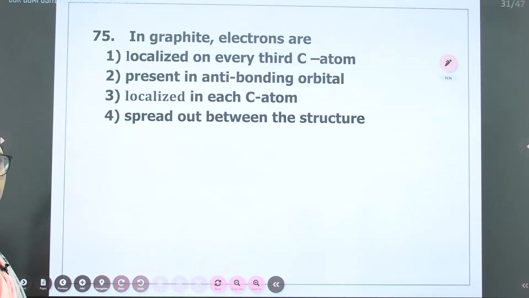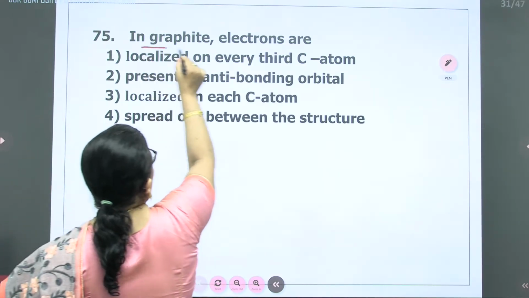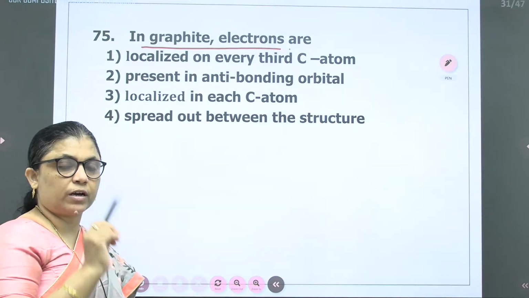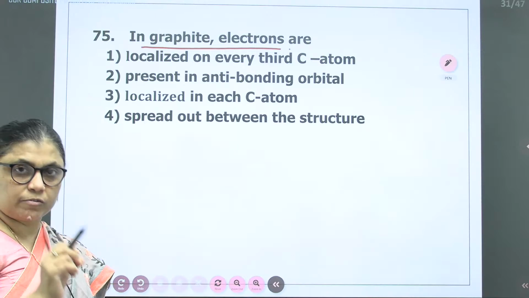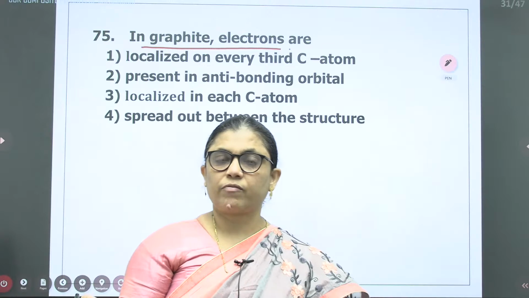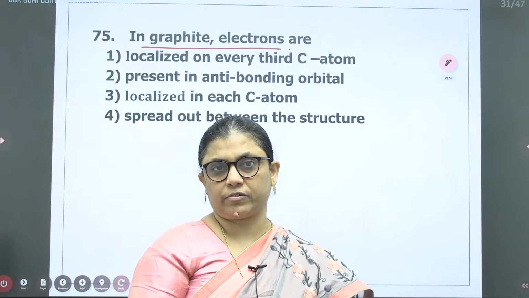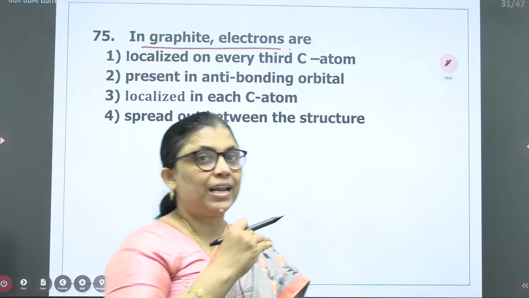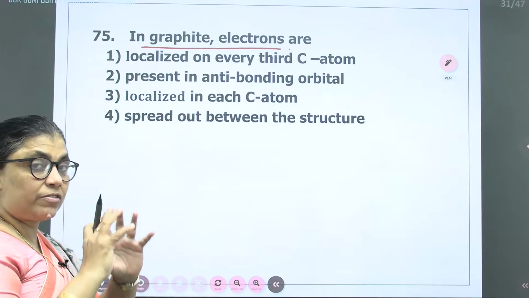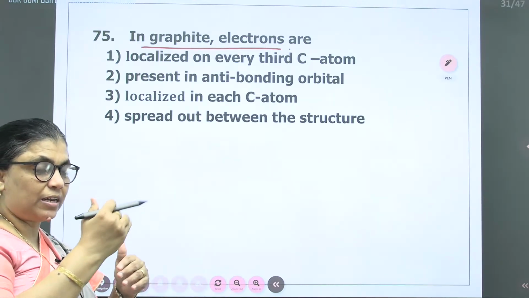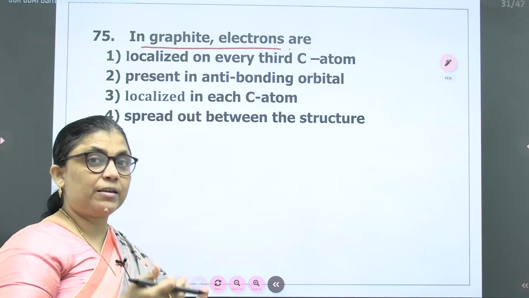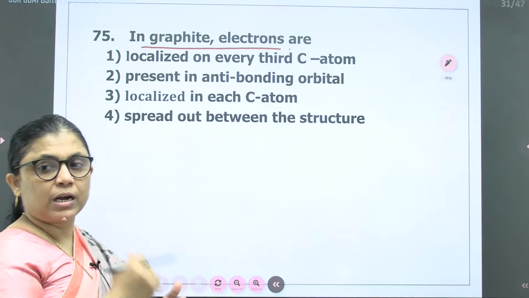75. Graphite and diamond both are allotropes of carbon. Have you remembered, children? In graphite, the hybridization is sp2, whereas diamond is sp3. Graphite is a good conductor of electricity. Diamond is a bad conductor of electricity. Graphite has a layered structure. Graphite is used as a lubricant, but diamond is the hardest element, which is used for cutting.